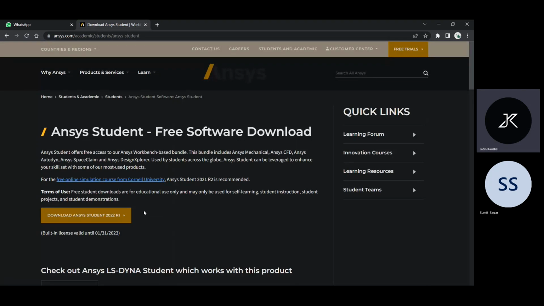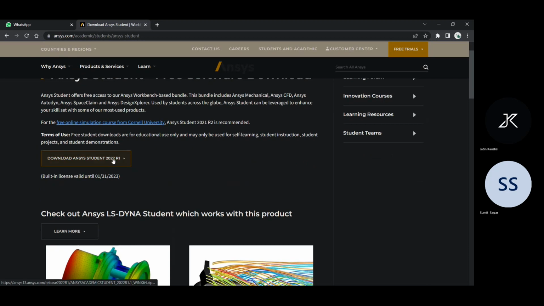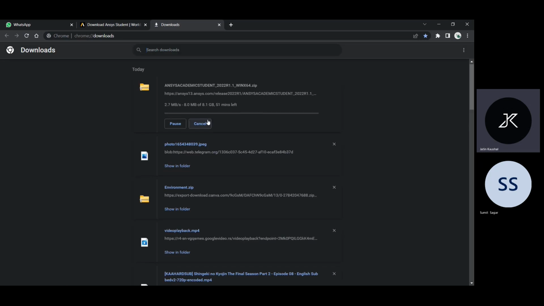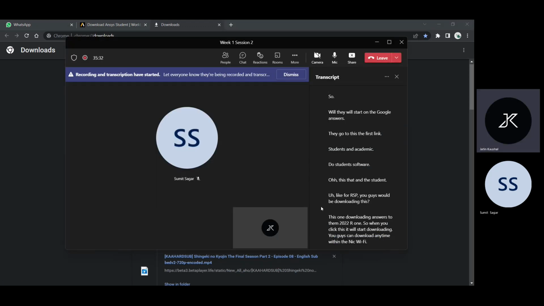For our SMP, you guys would be downloading this one, Ansys Student 2022 R1. So when you click this, it will start downloading. You guys can download anytime using the NITK Wi-Fi.